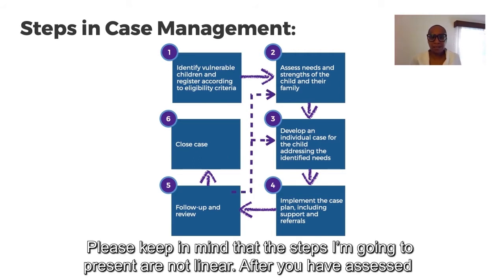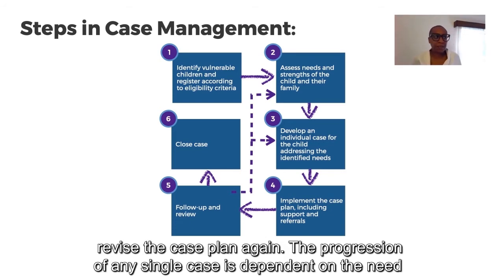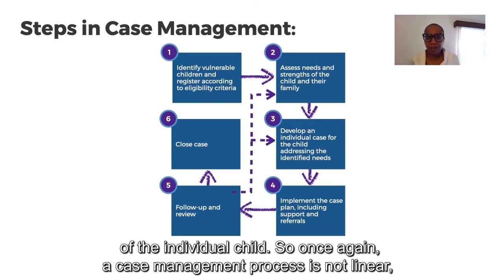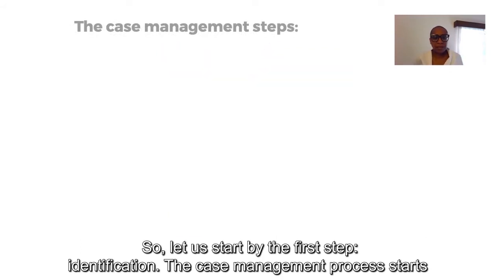Please keep in mind that the steps I'm going to present are not linear. After you've assessed the need, designed a plan and implemented it, you might need to do additional assessments and revise the case plan again. The progression of any single case is dependent on the need of the individual child. So once again, a case management process is not linear, and you might have to come back to the assessment and reviewing the plan throughout the process. So let us start with the first step, identification.